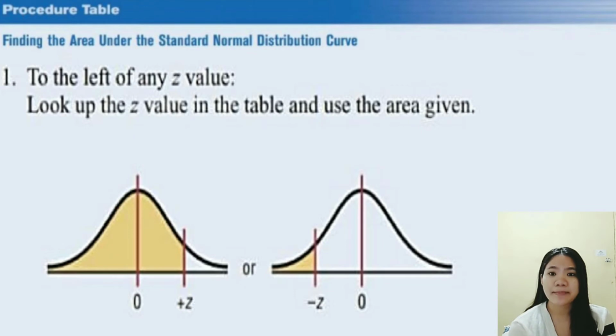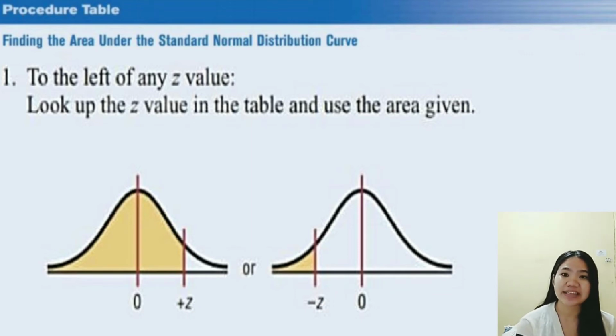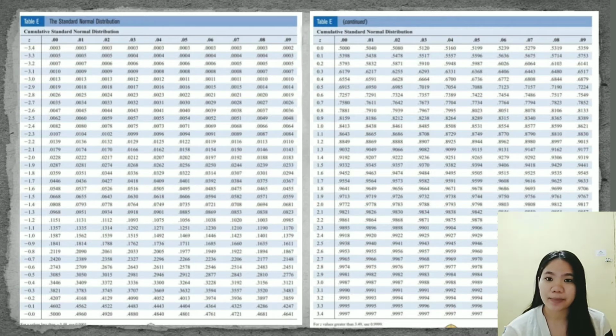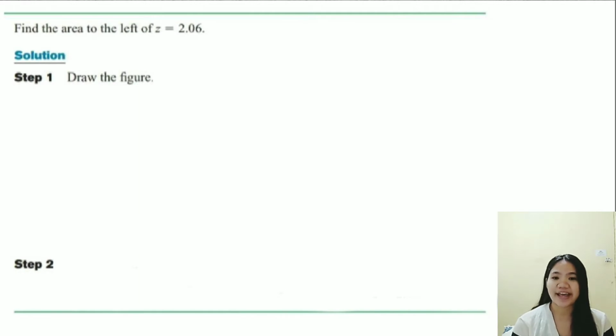The first problem is to find the area of the standard normal distribution curve to the left of any z value. So we are going to look up the z value in the table and use the area given. To look for the area, the cumulative standard normal distribution table gives the area. There are two tables, one for negative values and the other for positive values. For example, we are going to find the area to the left of the z value of positive 2.06.